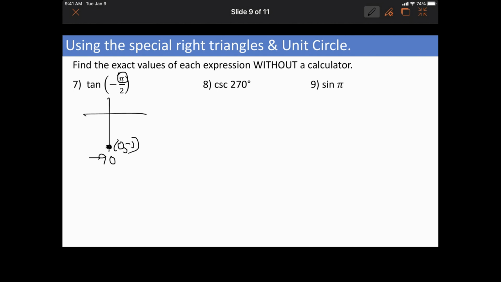So what's that point? That is 0, negative 1. So now you're just going to say, Ms. Mendoza, I don't have it on the piece of paper. Remember that it's also 270. So this is y over x. So y over x is negative 1 over 0, which we know we can't have. So this is going to be undefined.